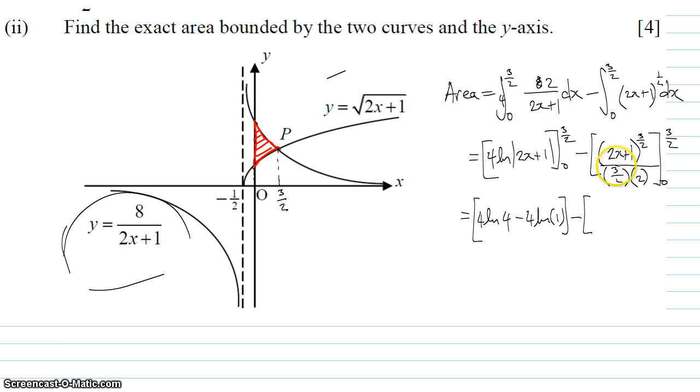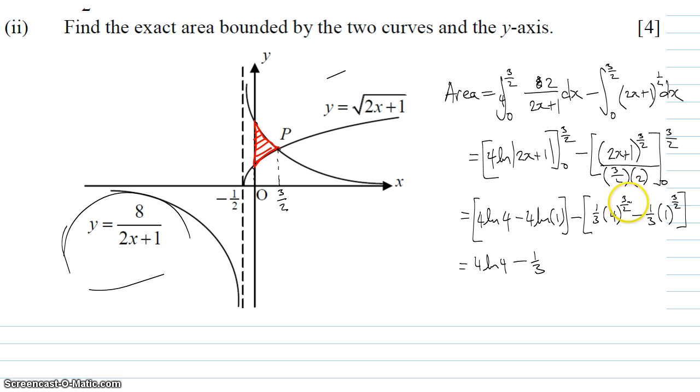So this would be, substitute in 3 over 2. You get 3 plus 1 is 4 to the power of, so 1/3 times 4 to the power of 3 over 2. Take away, substitute in 0. That will give you 1/3 times 1 to the power of 3 over 2. So what does that give us? Well, this is 4 ln 4. Ln 1 is 0. Then minus a third, 4 to the power of 3 over 2.